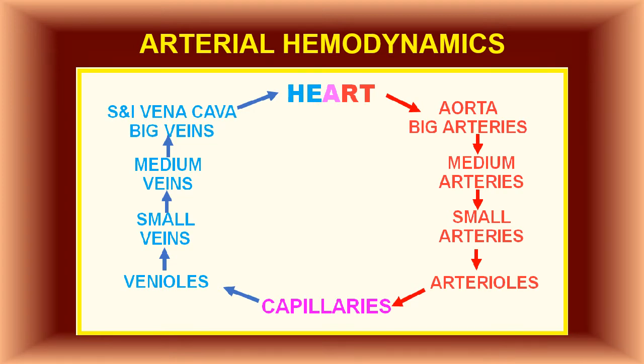Capillaries then collect back into venules and then small veins, medium veins, and then the superior and inferior vena cava, which are the big veins, and then go to the heart in the right atrium. So it starts in the left ventricle of the heart and ends in the right atrium of the heart. There is another circulation, the pulmonary circulation, which starts in the right ventricle and ends in the left atrium. We are not discussing this at this moment.